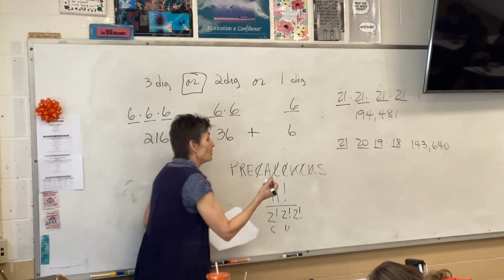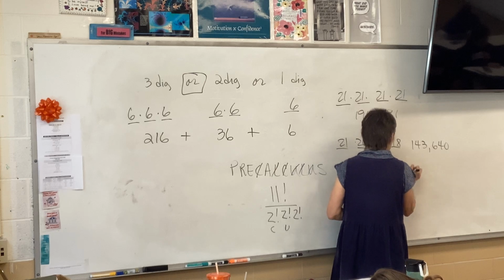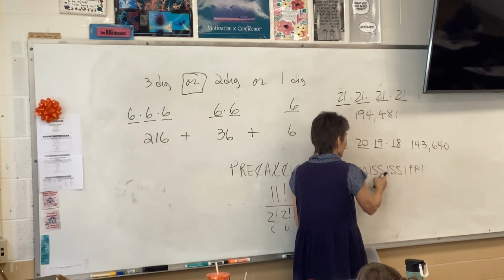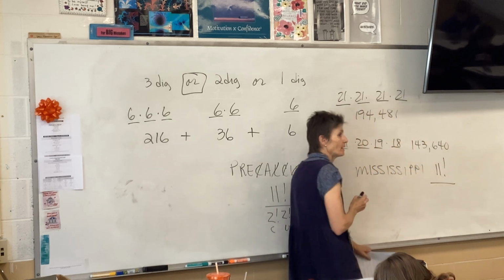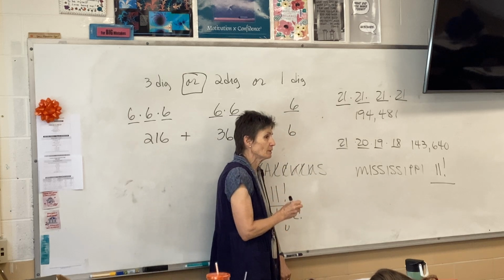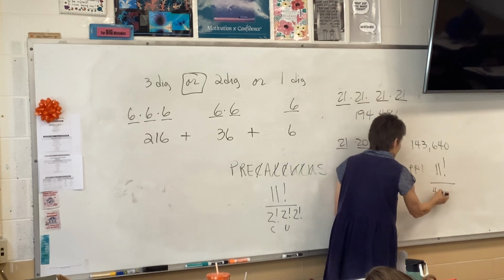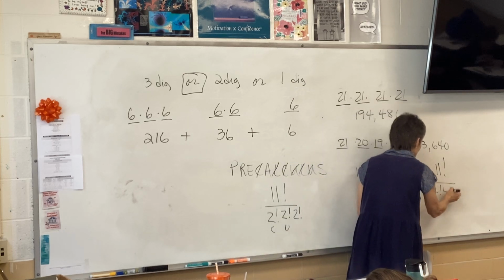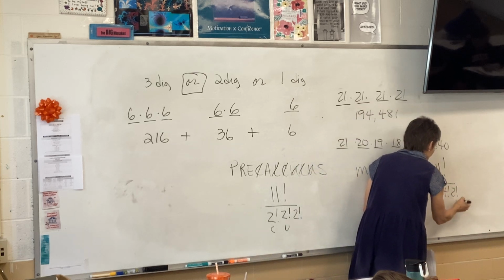Number 24, the word Mississippi. 1, 2, 3, 4, 5, 6, 7, 8, 9, 10, 11 letters again. 11 factorial. Always start with your total letters. Then 4 factorial for the 4 S's, 4 factorial for the 4 I's, and 2 factorial for the 2 P's.